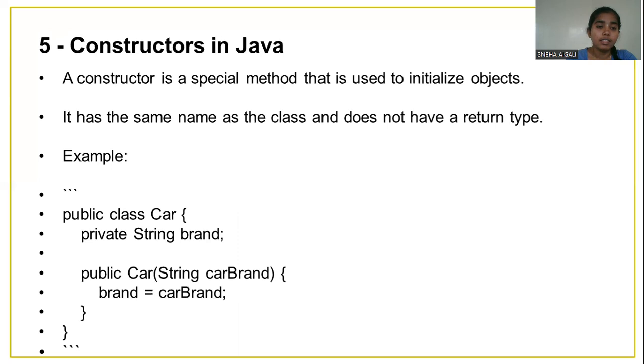And then here we have an example, that is, we have a class named car, public class Car, in which we have defined the variable called brand. Next up, we have public Car(String carBrand), in which we assign brand = carBrand, in which brand stores the value of carBrand.